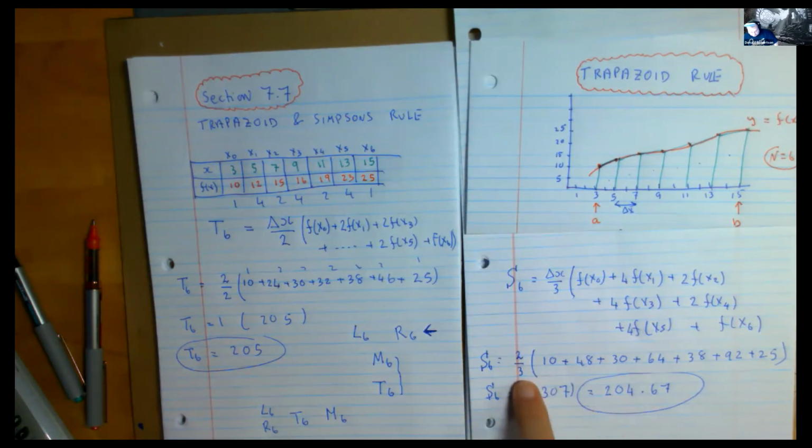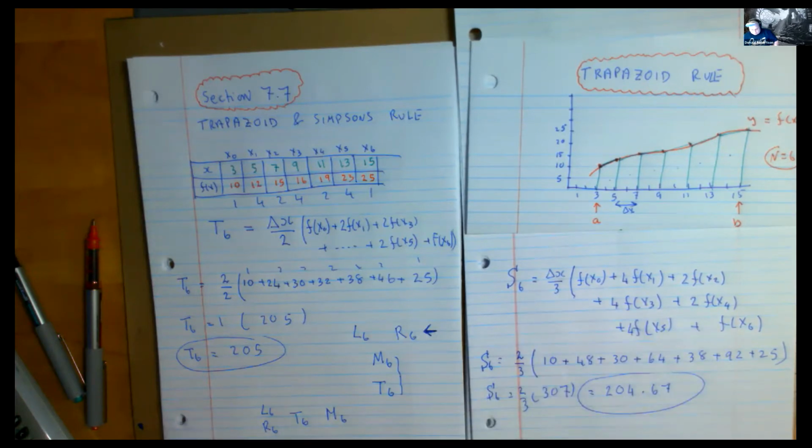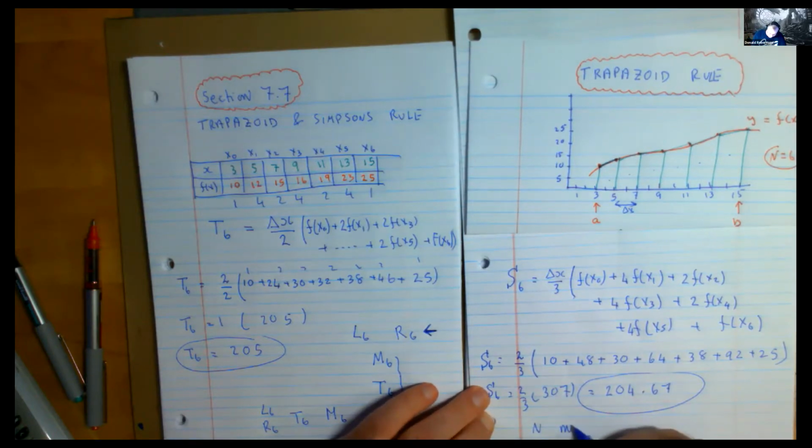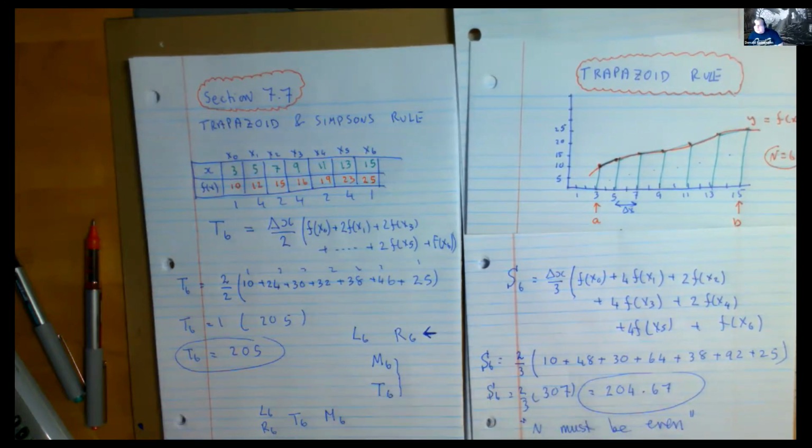Simpson's rule has this weird 1, 4, 2, 4 thing, right? 1, and then you go 4, 2, 4, 2 until you finish. Another thing about Simpson's rule, n must be even. But nobody's ever going to give you a Simpson's rule question where it wouldn't be even, because that would be unfair. But it has to be even for the pattern to work.